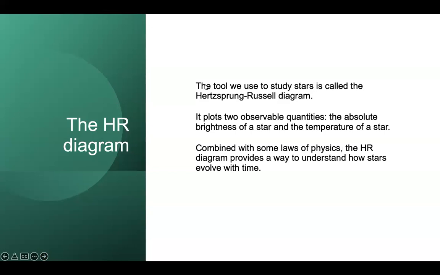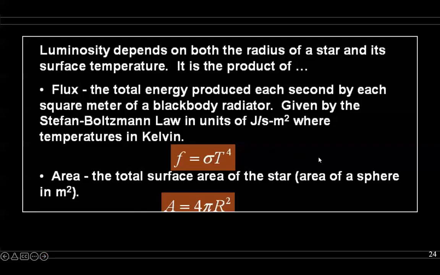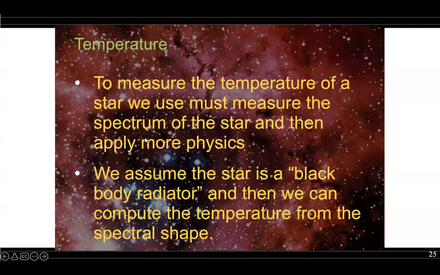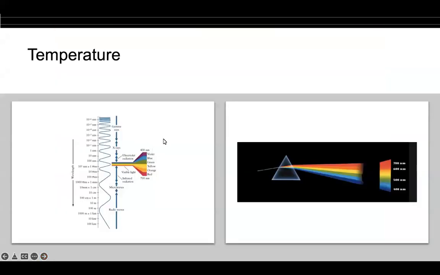The HR diagram, like I mentioned, is a tool we use to study stars, and it plots these two quantities, and we'll see how they are related. Now, luminosity we already spoke about on the first day. By Stefan-Boltzmann's law, the flux is nothing but sigma T to the power 4, where sigma is the Stefan-Boltzmann constant and T is the temperature. The total area of the star, since it's a sphere, is 4 pi r squared, and therefore I can get the luminosity. To get the temperature, we will see how we get the temperature of stars, assuming that stars are blackbody radiators.